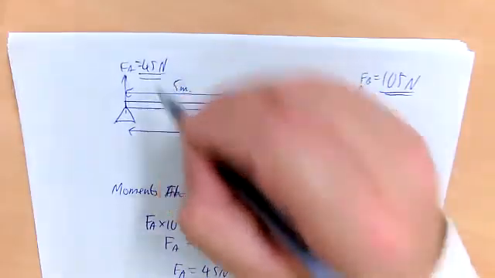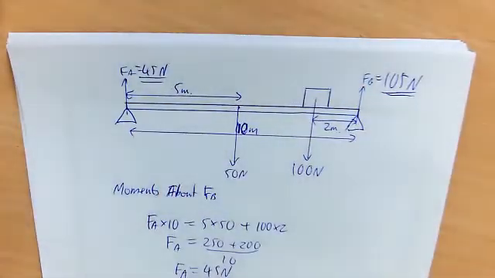That's how you go about answering moments questions. The key is really to look at what's providing the clockwise and anti-clockwise moments. I think from the attempts that I've seen, most people have the right ideas, but I think there is a need for a bit more practice.